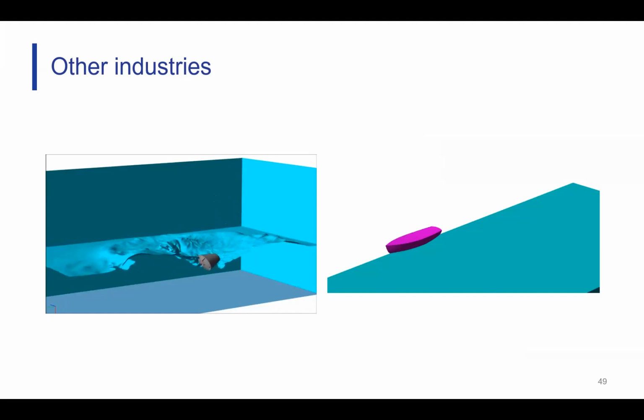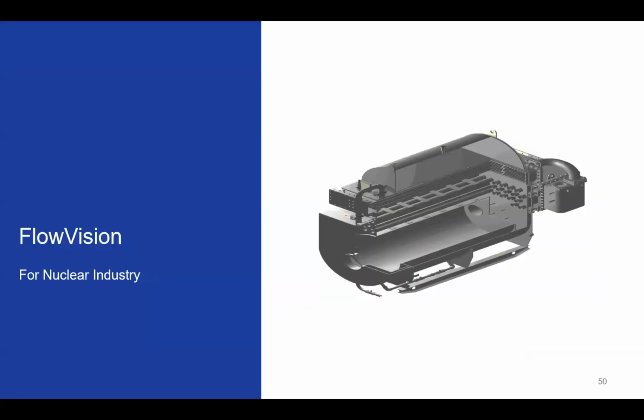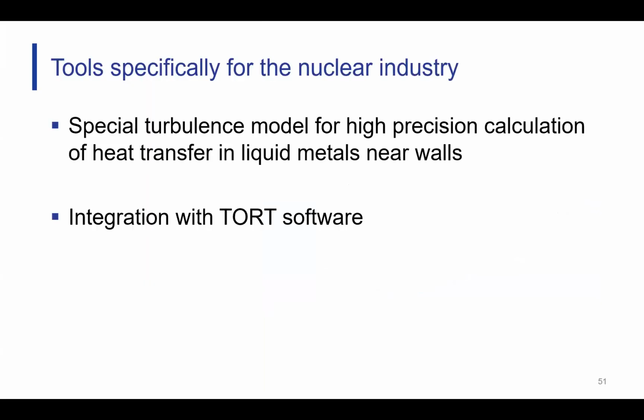And with that in mind, let's look closer at what FlowVision has specifically for the nuclear industry. Here we'll be drawing attention to some very advanced specialized capabilities and describe some nuclear projects to show how the program has adapted to the tasks. Tools that are specially for nuclear are special turbulence models and integration with third-party codes like TORT software, and we can look at this in more detail.